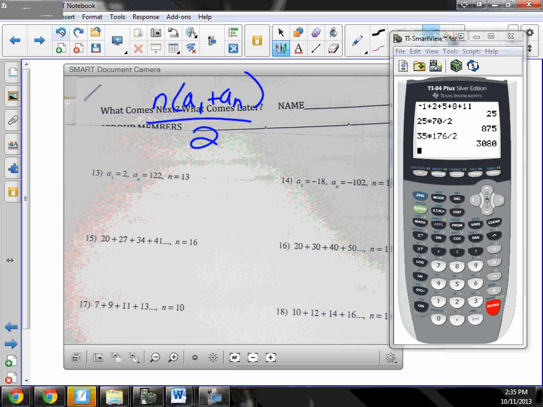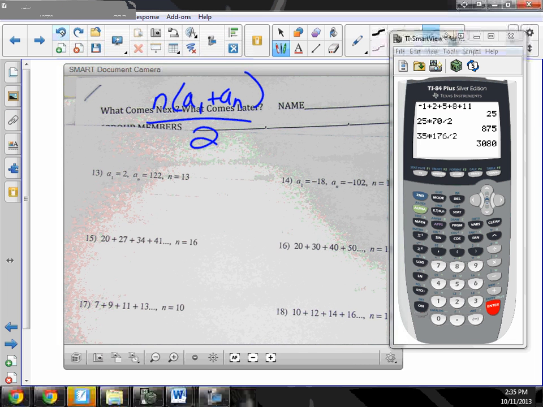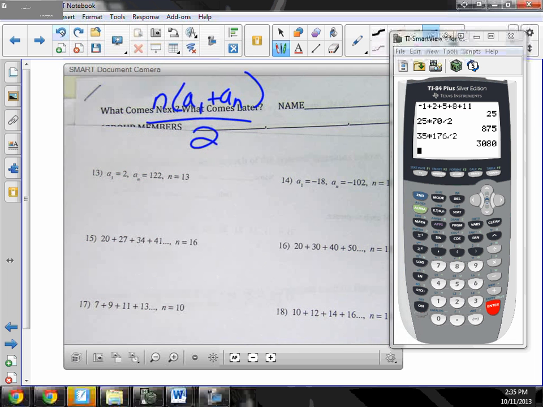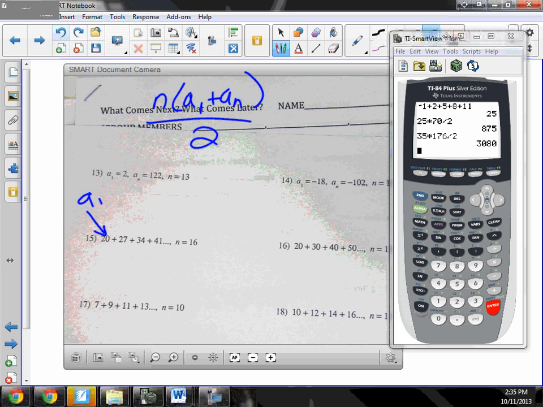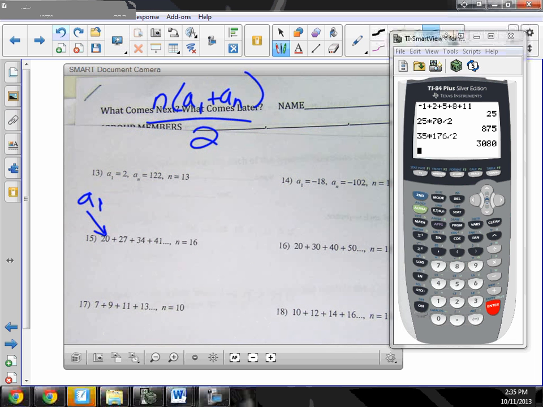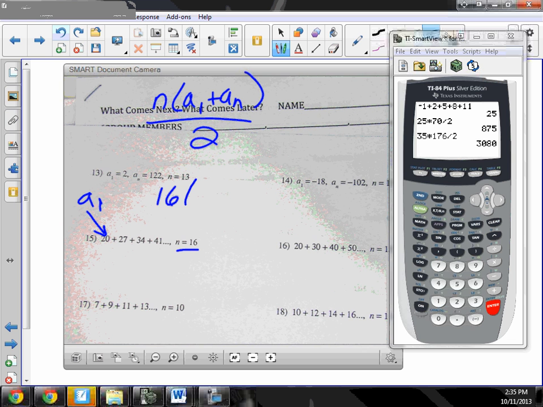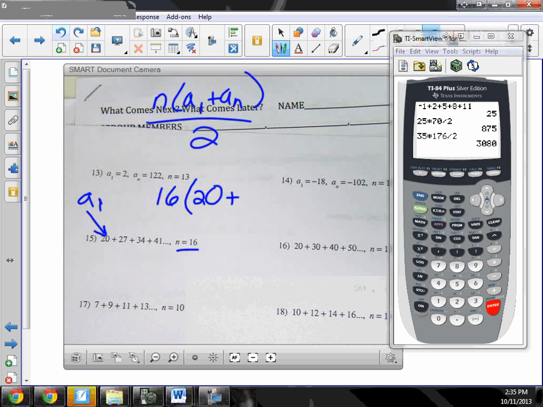So what do I not know in this formula? Do I know a sub 1? Yes. A sub 1 is 20. Okay. Do I know n? It told me n is 16. So 16 times 20. Do I know a sub n? No. How would I find a sub n?